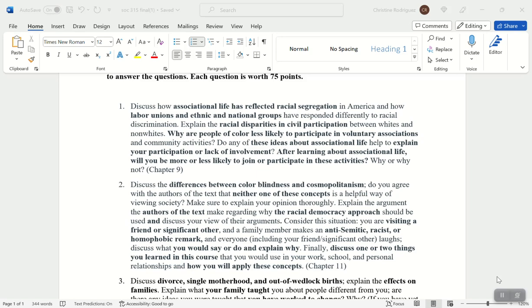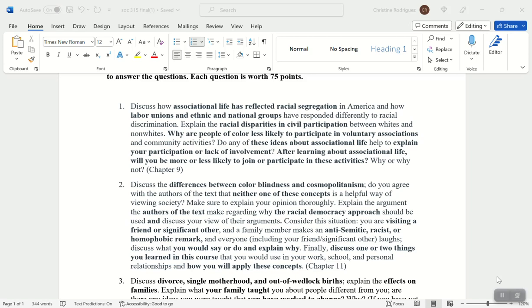Explain the racial disparities in civil participation between whites and non-whites. All right, so again, there's some information in the text about how whites and other groups of color participate differently in organizations or associations. So focus on explaining what the studies tell us. Why are people of color less likely to participate in voluntary organizations and community activities? Again, look at the information in the text. There are ideas that the authors suggest about why people of color may, in fact, participate at lower rates.